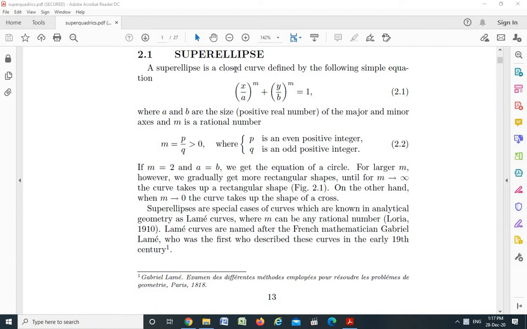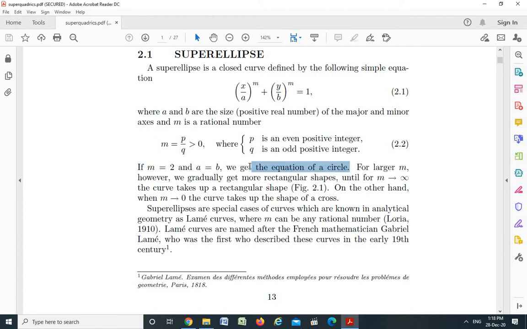A superellipse is a closed curve defined by the following simple equation: (x/a)^m plus (y/b)^m equals 1, where a and b are positive real numbers, the sizes of the major and the minor axis, and m is a rational number. M equals p by q has to be greater than 0, where p is an even positive integer and q is an odd positive integer.